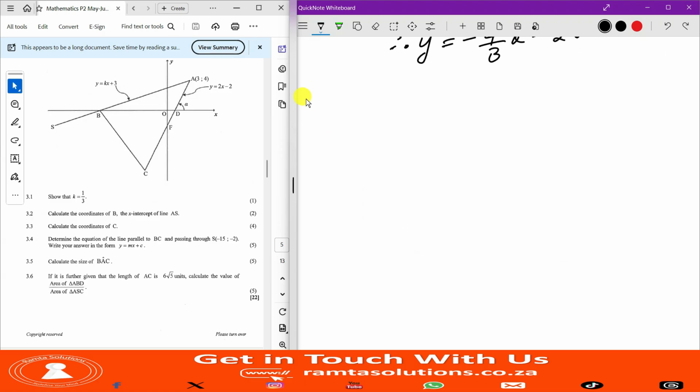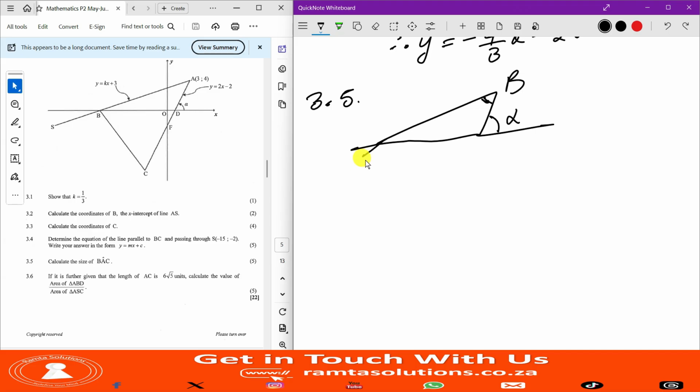Now let's see 3.5. Calculate the size of angle BAC. Angle BAC, I want to show you something, guys. So angle BAC, this is alpha here. Angle BAC is this guy here. So yeah, angle BAC is this guy.